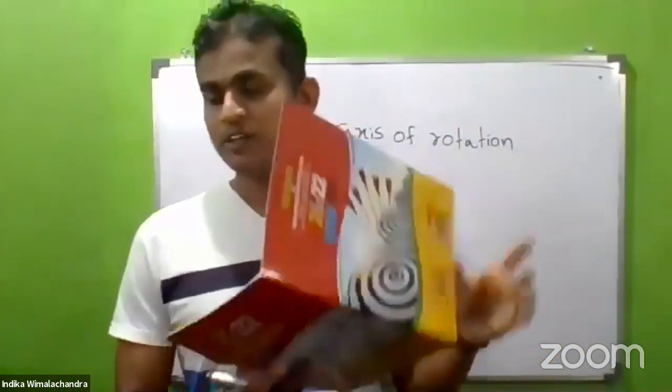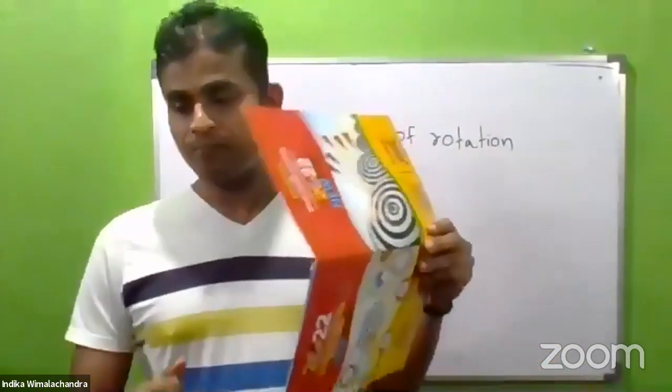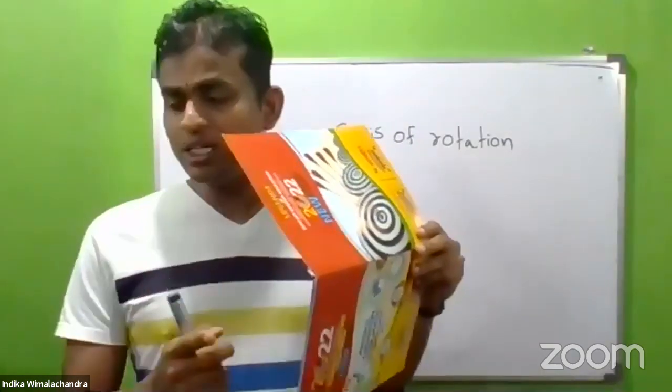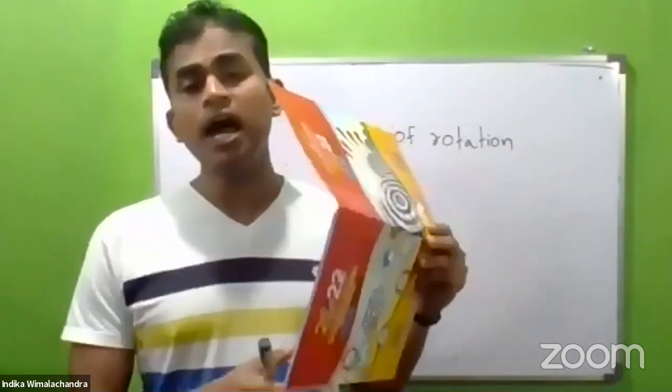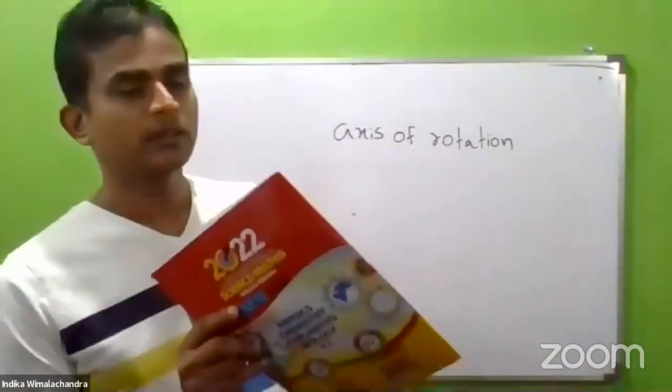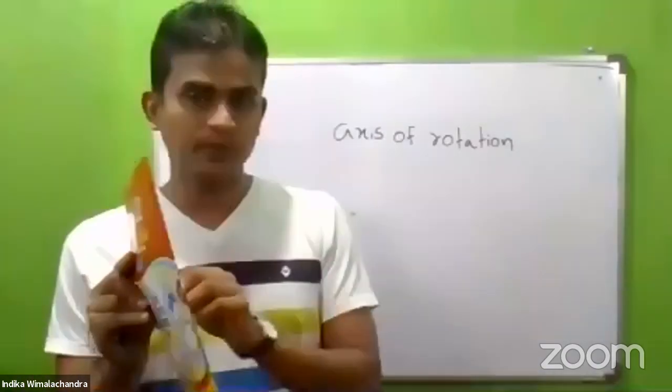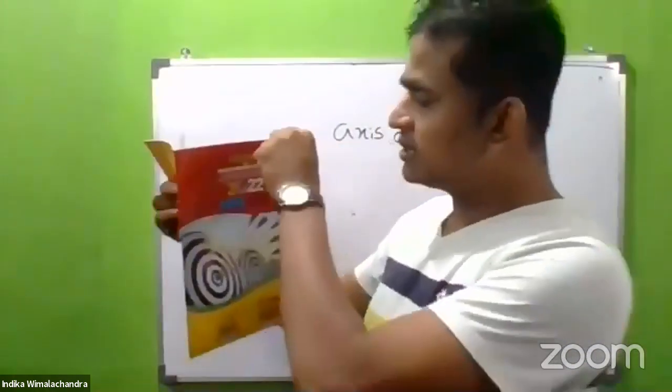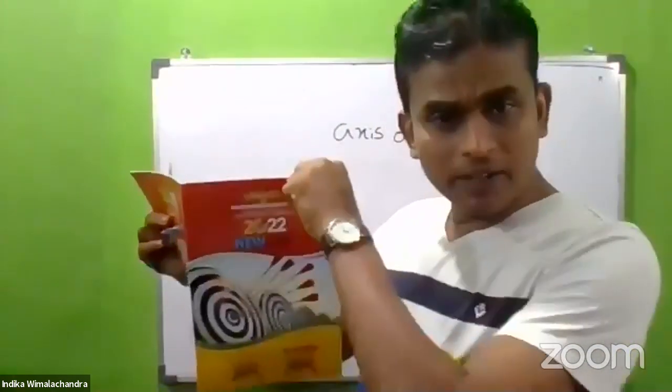Perpendicular distance from the rotational axis to the line of force of action. Now, just think about the door is moving like this. Then this is the point where you apply the force.